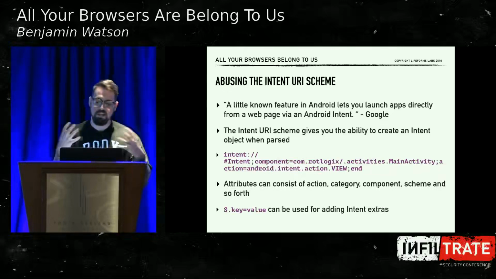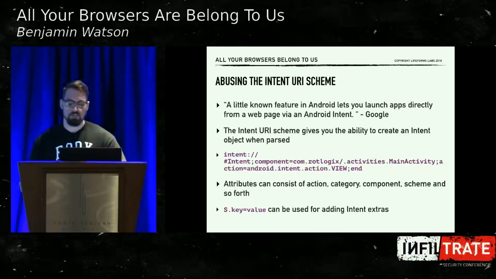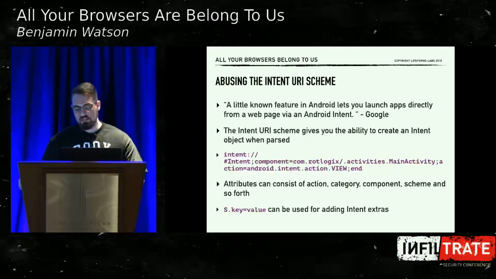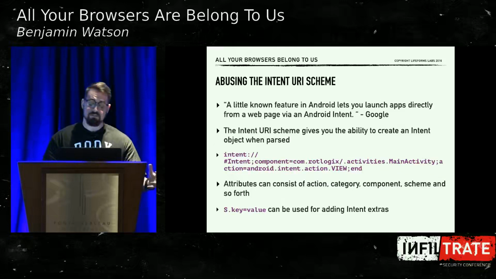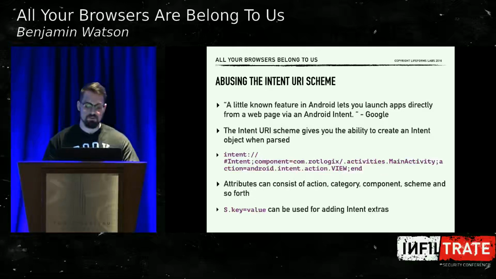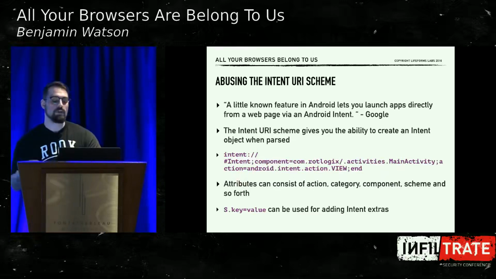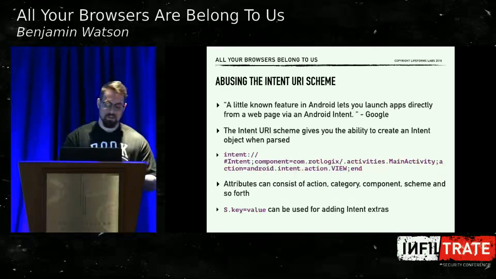primarily used specifically to handle all of the UI interactions with an application. So the intent URI scheme gives you the ability to create an intent object when it's parsed. If you look at the URI scheme here, you can see that it's broken down into a couple different attributes: action, category, component, etc. Each one of these attributes is an attribute of the intent object itself. So whenever the parse operation occurs, it breaks apart the URI scheme itself, and it goes through and takes each one of these attributes and their values, and then creates an intent object from that.